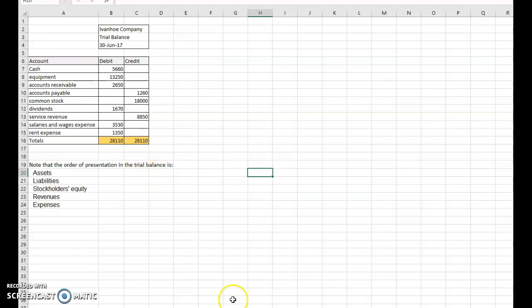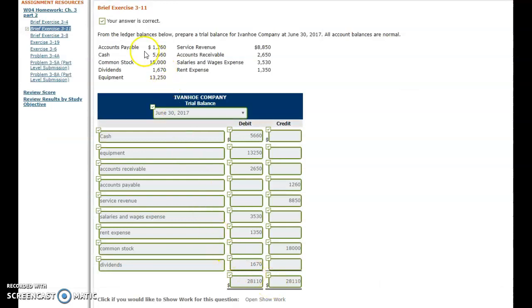And then, like I showed you from the beginning, if you go back again to the question, you can see there's the answers. It's all green, tick, tick, tick, boom. Everything's good. Okay, if you have any other questions, please let me know. Otherwise, that is brief exercise 3-11.